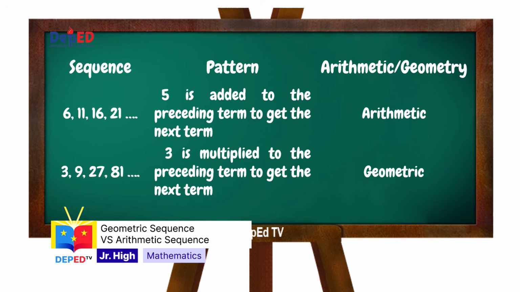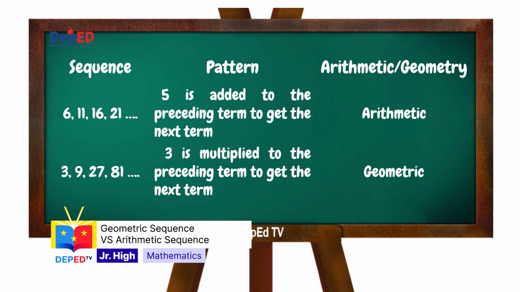Using the table, determine the pattern and the type of sequence the following belongs to. For sequence A, that's 6, 11, 16, 21, and so on. What is the pattern? Yes, that's correct. 5 is added to the preceding term to get the next term. What type of sequence is that? Correct. That is an arithmetic sequence.